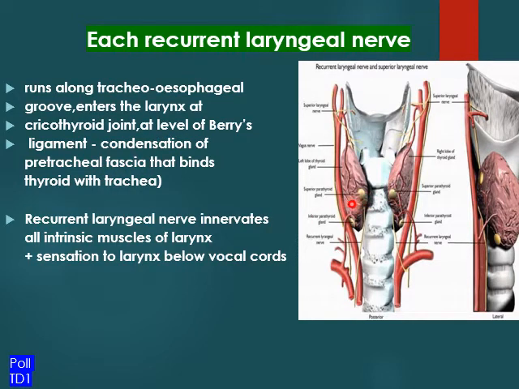to the thyroid. The recurrent laryngeal nerve innervates all the intrinsic muscles of the larynx and sensation to the larynx below the vocal cords. So below the vocal cords, it is innervated by the recurrent laryngeal nerve.